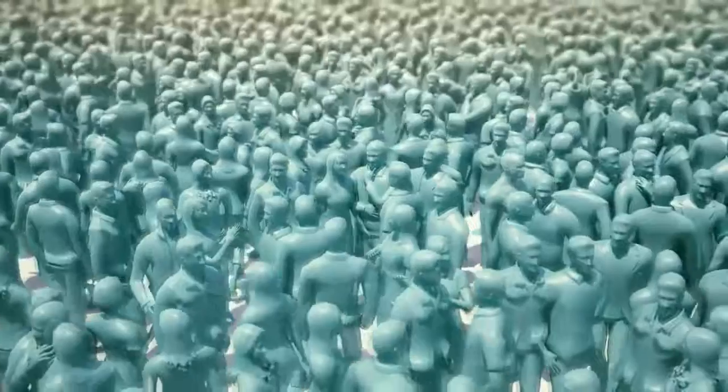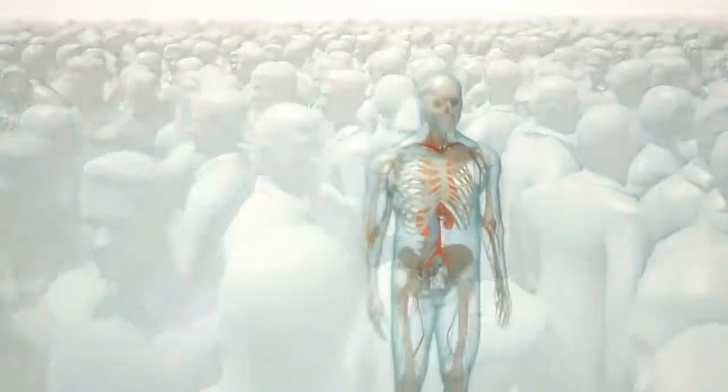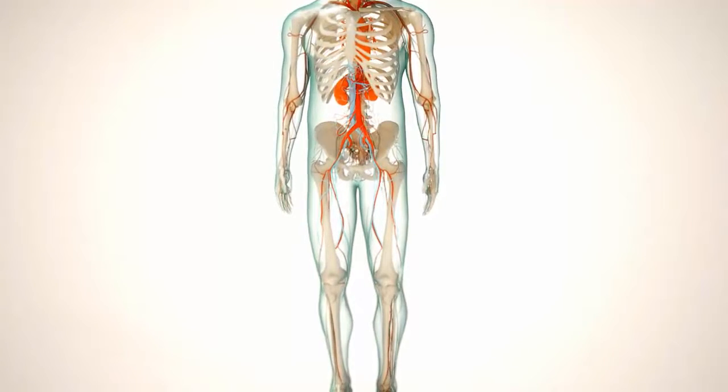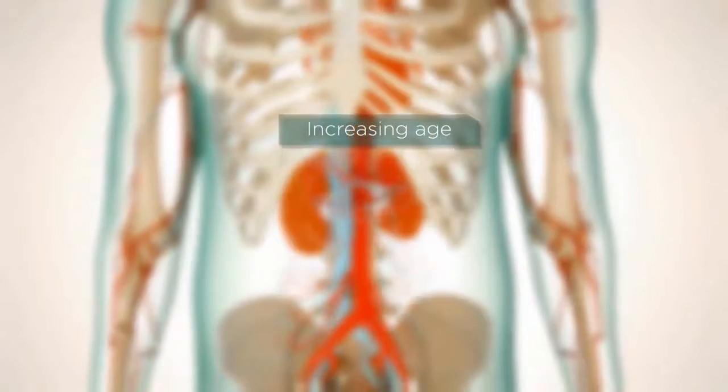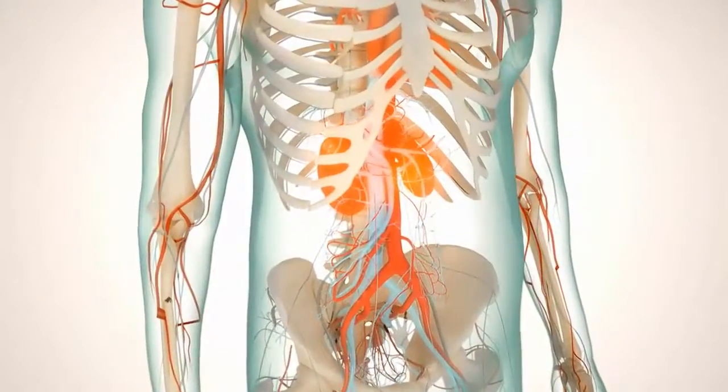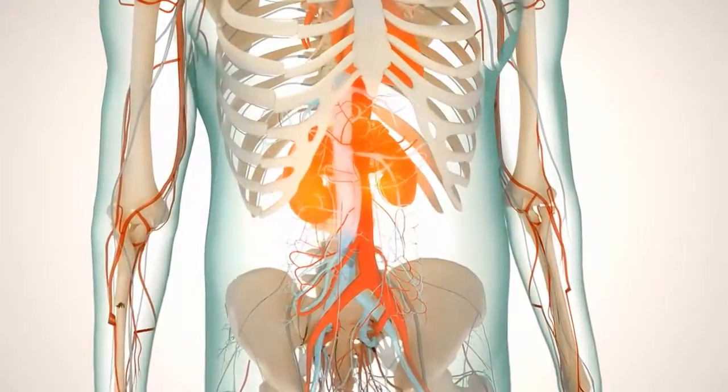Gout is a chronic crystal deposition disease that is the most common inflammatory arthritis. Prevalence of gout is rising. This is potentially due to trends such as increasing age, obesity, and lifestyle factors. In most patients, gout is caused by inefficient renal excretion of uric acid.